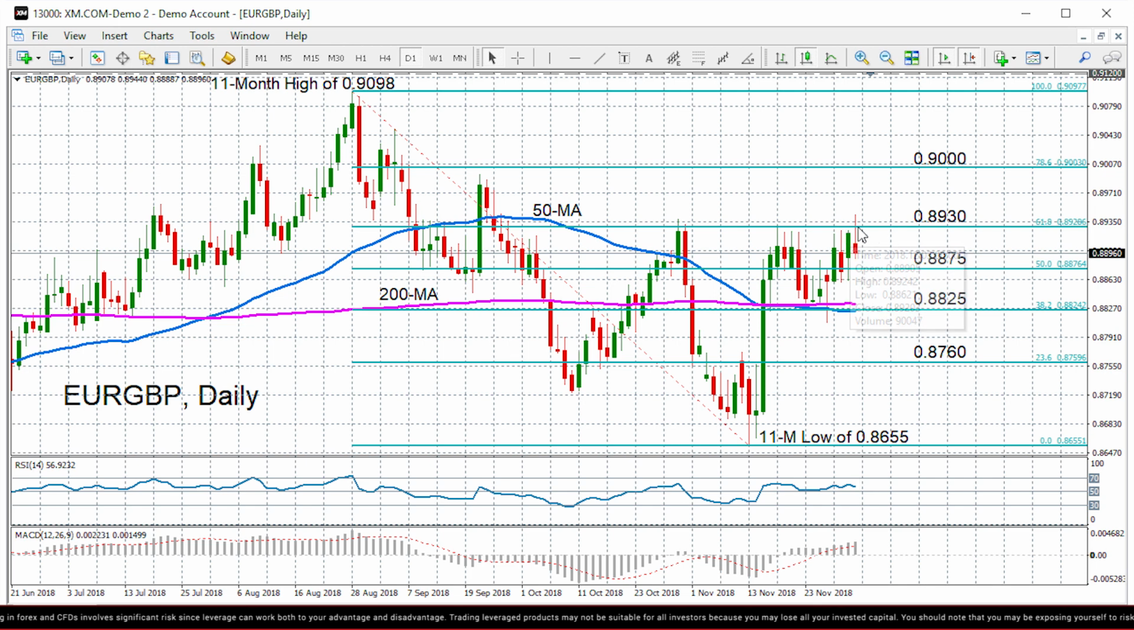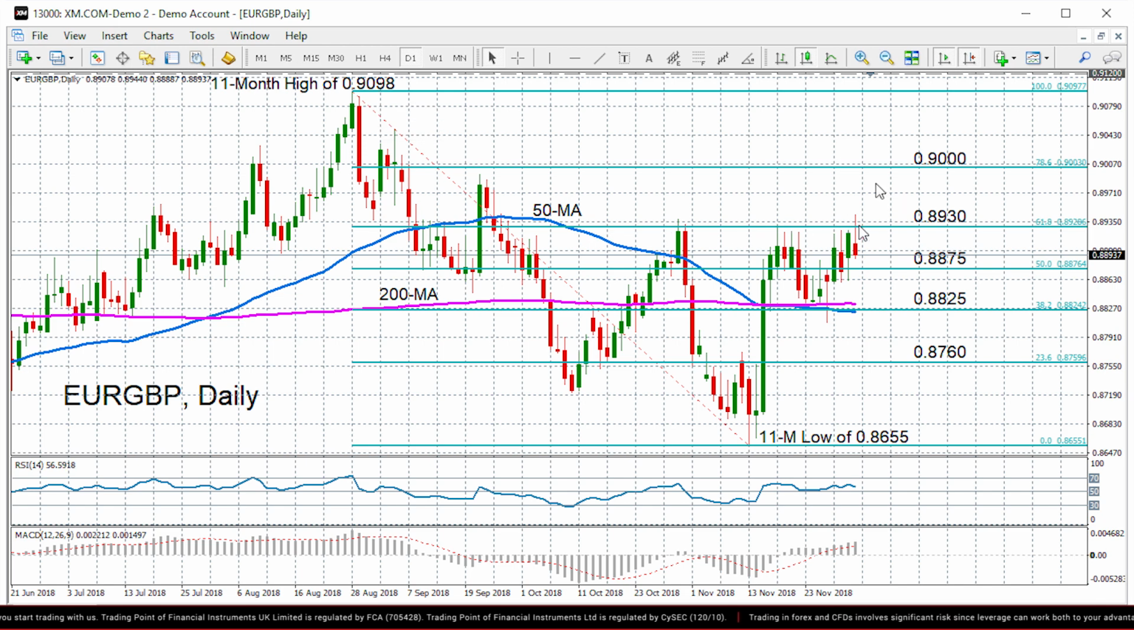There is strong resistance coming from the 61.8% Fibonacci retracement of the downleg from 0.9098 to 0.8655. So that 61.8% Fibonacci is around 0.8930. If we were to see a successful break above that level, we could then see the 0.90 handle coming into range, and then above that, prices would be able to re-challenge that 11-month high of 0.9098, and we could then see a shift of the medium-term picture to a more bullish one.